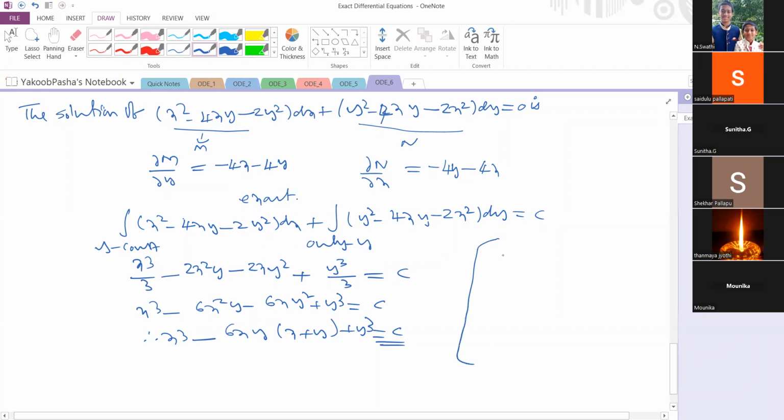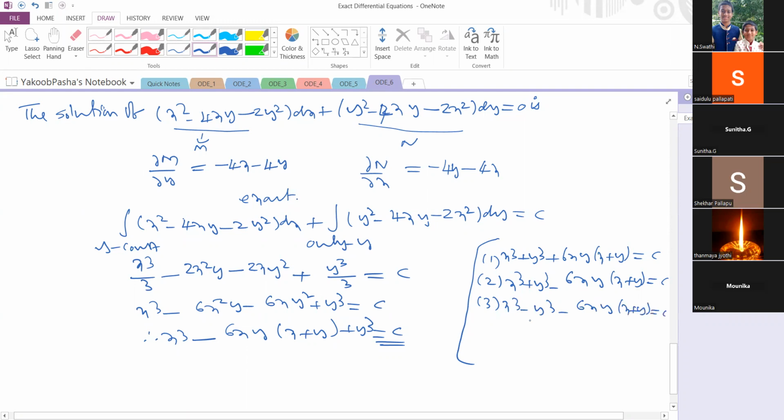Now, options. First option: x cube plus y cube plus 6xy of x plus y is equal to c. Second option: x cube plus y cube minus 6xy of x plus y is equal to c. And the third option: x cube minus y cube minus 6xy of x plus y is equal to c. And the fourth option: x cube minus y cube plus 6xy of x plus y is equal to c.